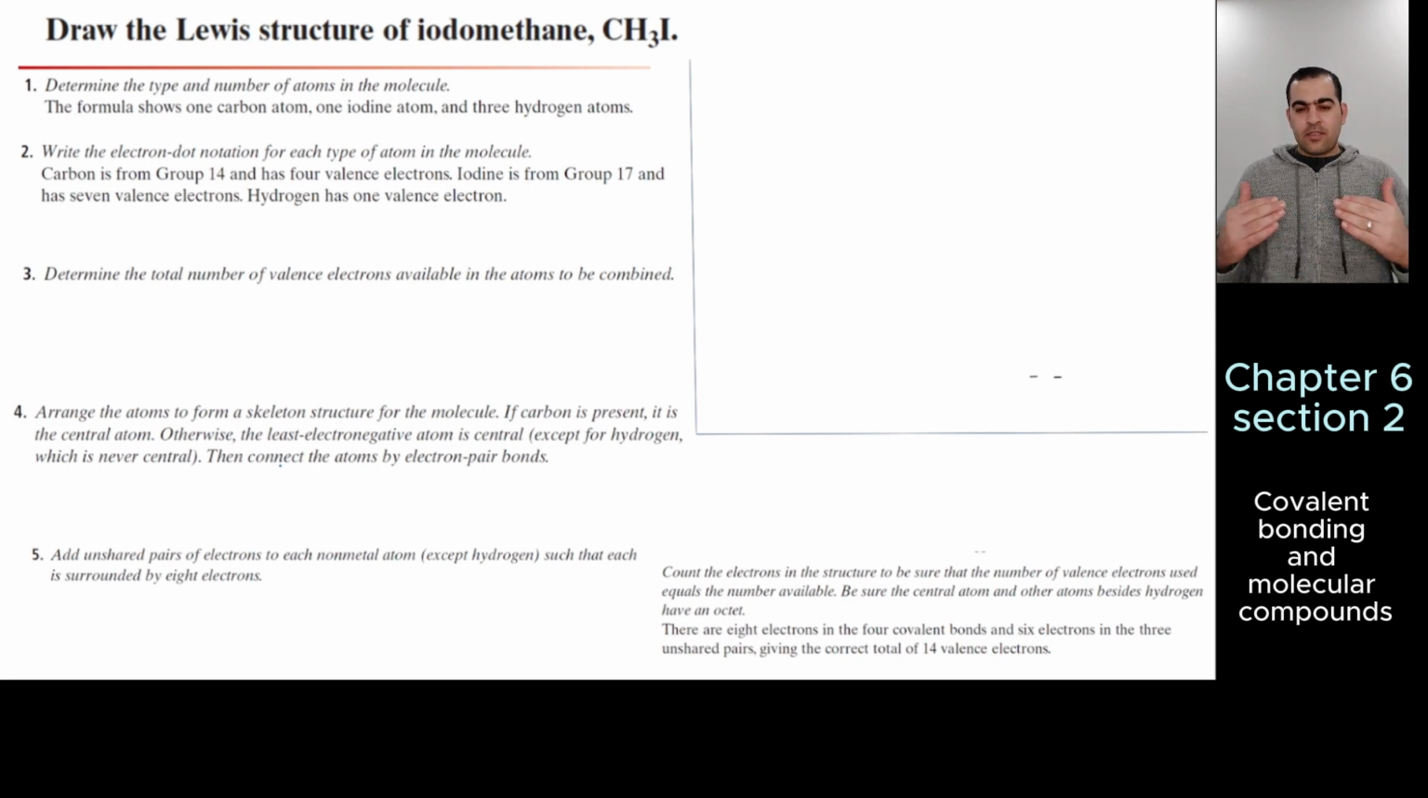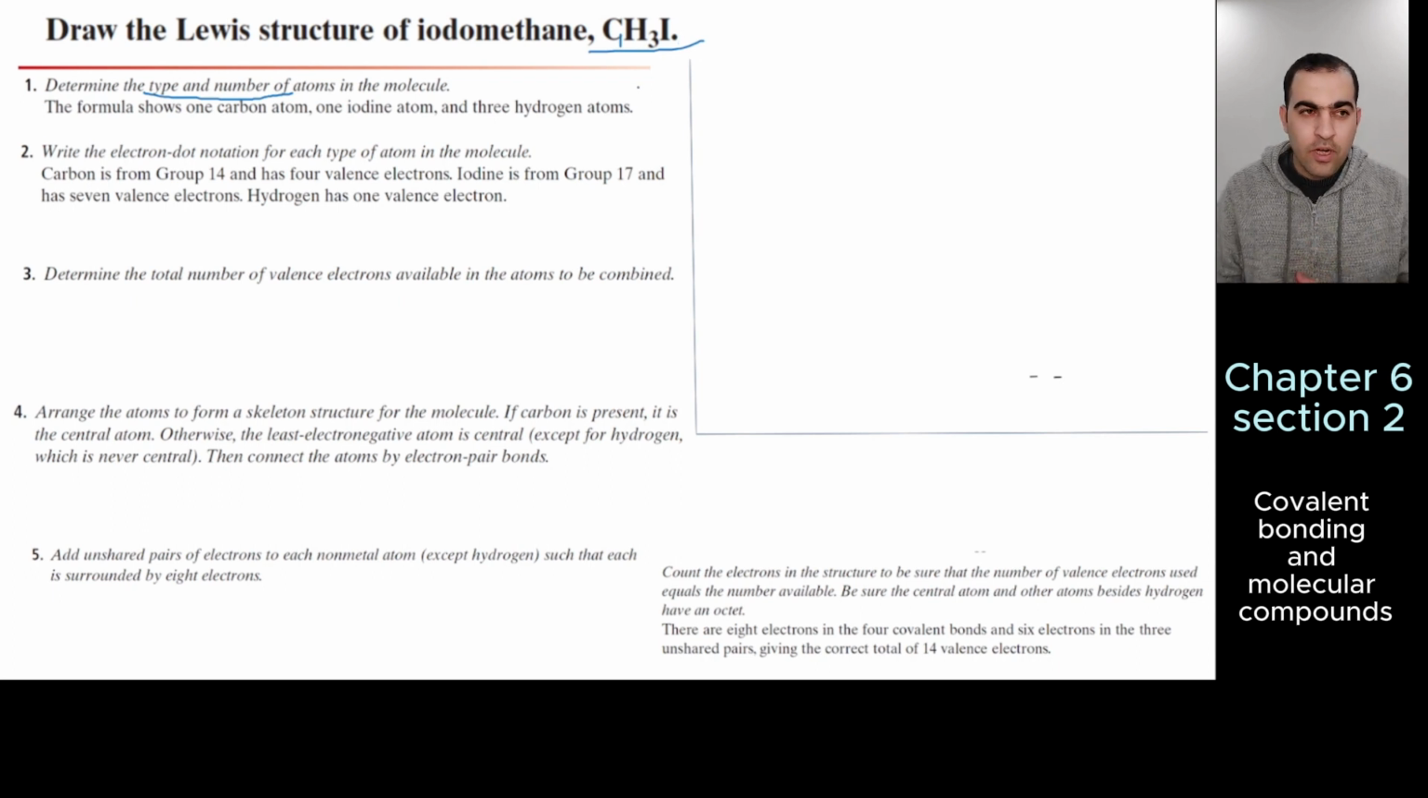There are steps that we need to do before drawing the Lewis structure. We have iodomethane. How are we going to do it? If I give you a molecule in the exam, first of all, think what? Determine the type and number of atoms. Here we have the types: carbon, hydrogen, iodine. The number of atoms: we have 1 carbon, 3 hydrogen, 1 iodine.